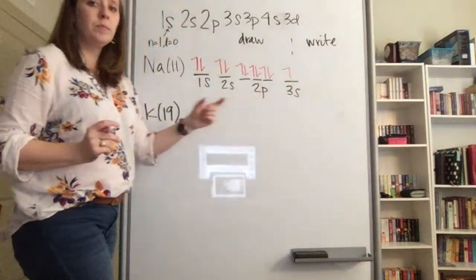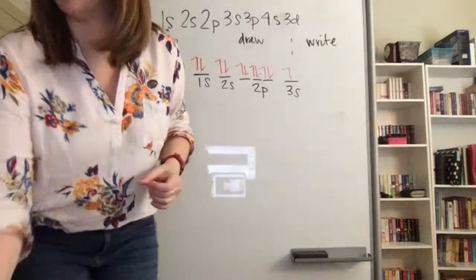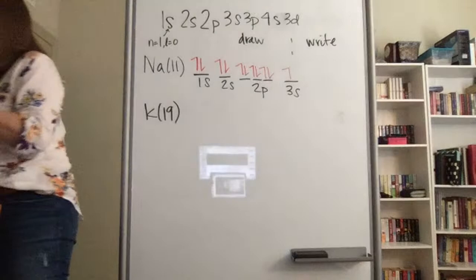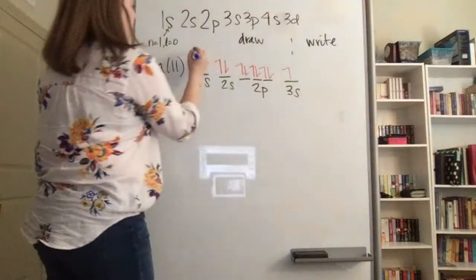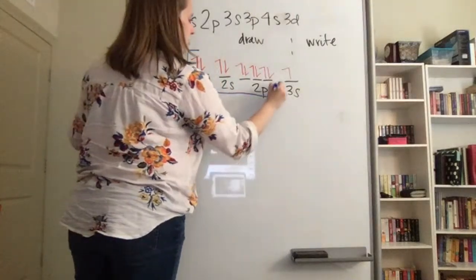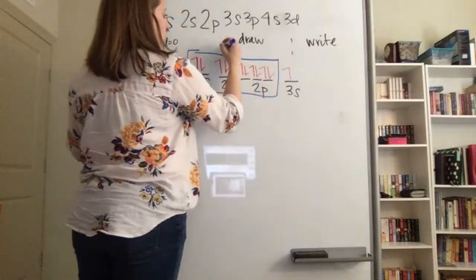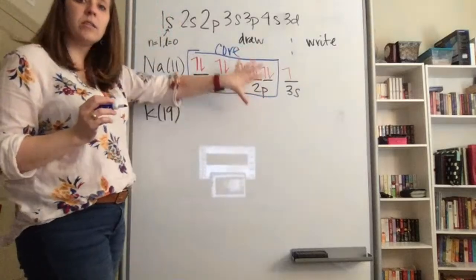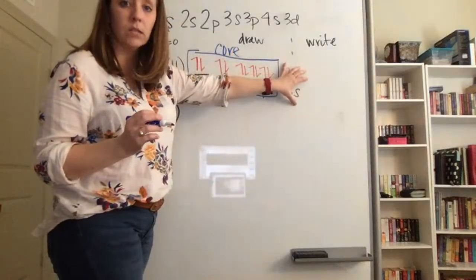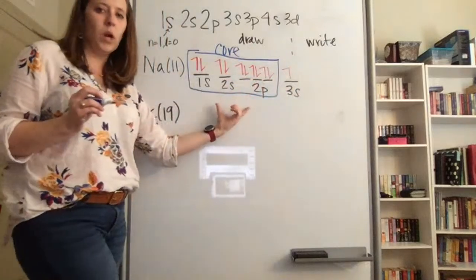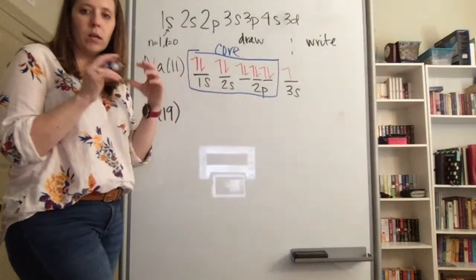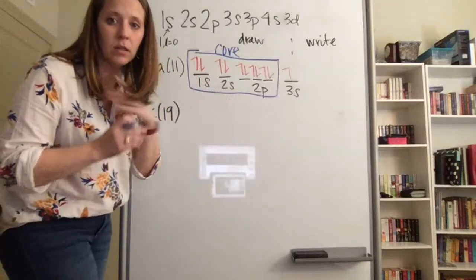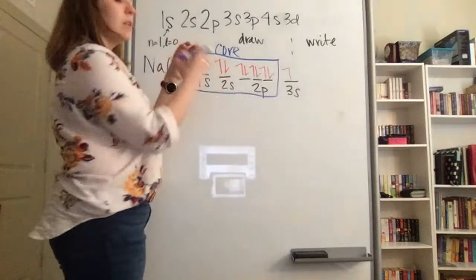So for sodium, let me get a blue marker. These electrons here, this is our core. So the core electrons are separate from the valence electrons. The reason we think about the core is this part is kind of like the apple core. We put it in the center, and I don't particularly eat those. So the core electrons live in the center.